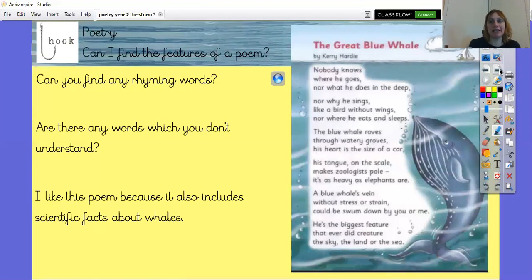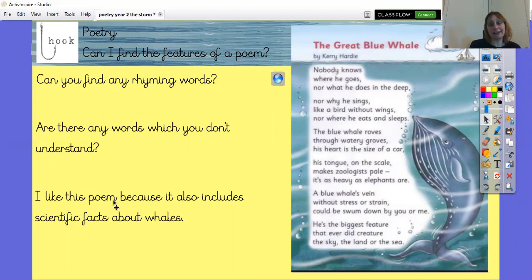Okay, let me move on to the next poem. I think I've also got a clip here of this poem being read aloud, so I'm going to play that for you. It's called The Great Blue Whale by Kerry Hardy. That is the name of the poet. As you listen, see if you can find the rhyme. See if there's any words that you don't understand or you'd like to explore their meaning.